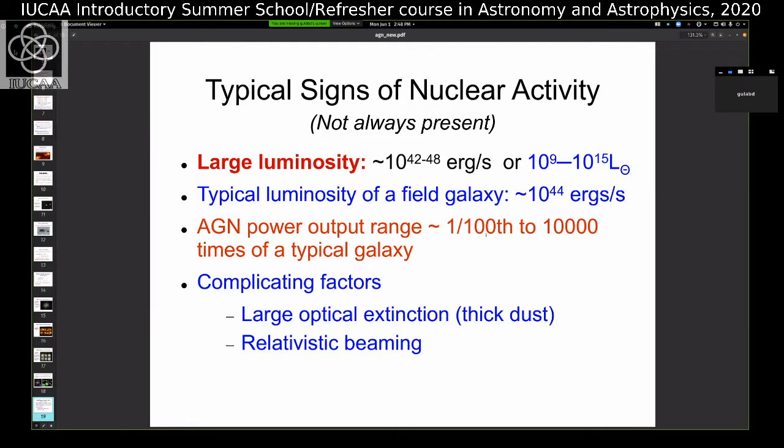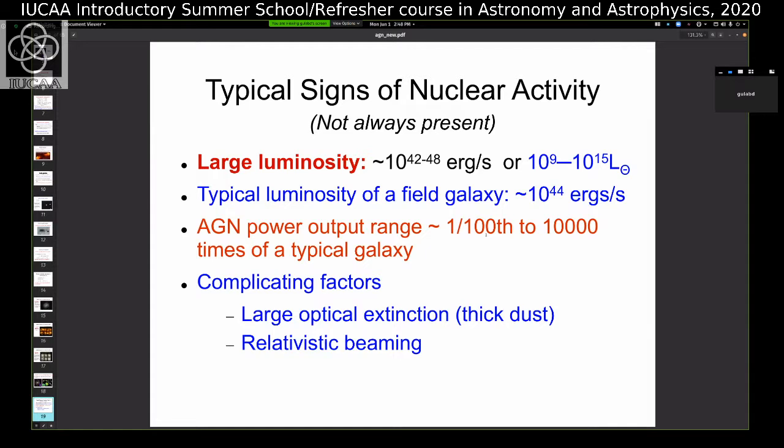Compared to that, a typical full galaxy, for example our Milky Way, has about 10 to the power 11 stars. If you multiply by the luminosity of our sun, 10 to the power 33 ergs per second, the luminosity from all the stars in that galaxy is about 10 to the power 44 ergs per second. So if you compare with the AGN luminosities, the nuclear source can have a power output ranging from 1/100th of the luminosity of the host galaxy to about 10,000 times the luminosity of the host galaxy, that is, from all the stars in that galaxy. So this is the range of power from active galactic nuclei.